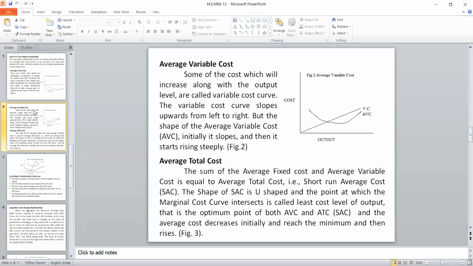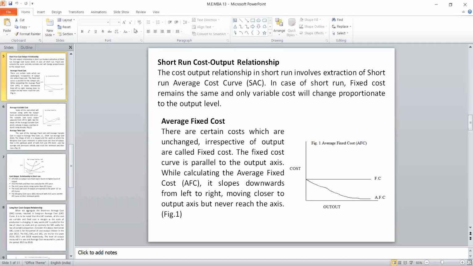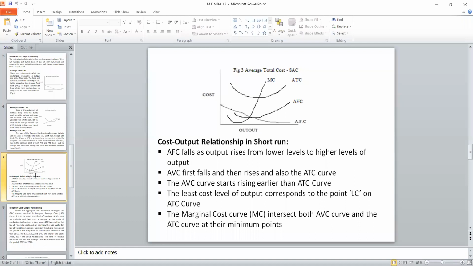So we are having two costs. One is average fixed cost. The other one is average variable cost. When we plot these two curves in the same graph, we can get average total cost. By adding the average fixed cost and average variable cost, we can get the average total cost. In that, one more curve is there, you can see, that is called marginal cost. This marginal cost, sloping outward, will intersect both AVC and ATC at their minimum point. It will intersect AVC initially and it will intersect the ATC at a later stage.